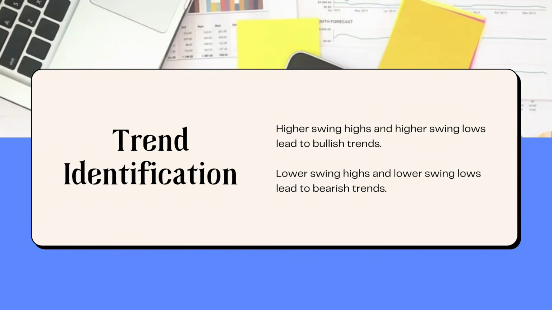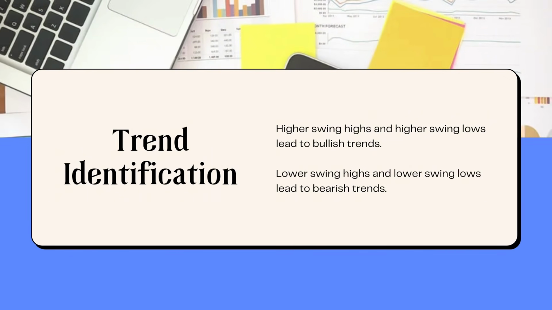Trend identification. The bullish trend formula is higher swing highs and higher swing lows lead to bullish trends. The bearish trend formula is lower swing highs and lower swing lows lead to bearish trends. If you're unfamiliar with this formula, please refer back to episode 1 of the series.